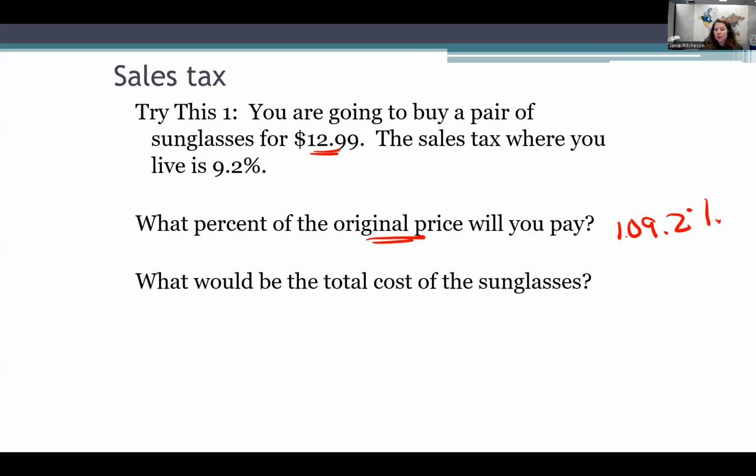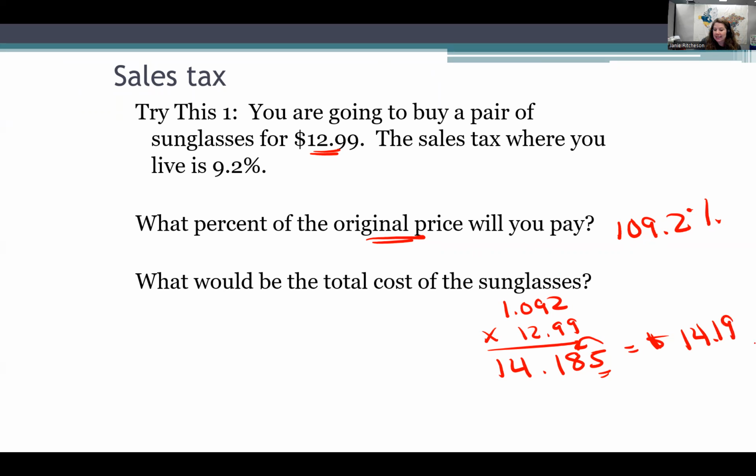I move my decimal 2 places to the left, which is 1.092 times 12.99. And my answer is 1.092 times 12.99 equals $14.185. What does 5 do to my 8? It turns it into a 9. So to the nearest penny, I'm going to pay $14.19.